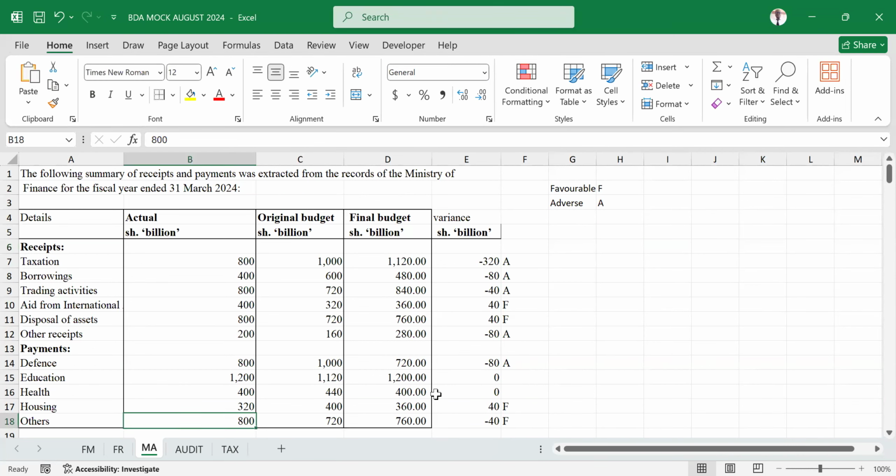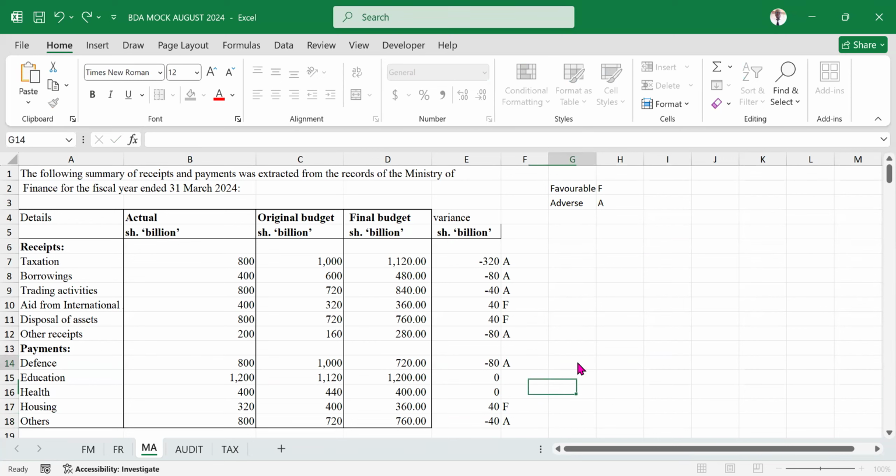In others, you budgeted to spend, in your final budget, 760 billion, but then you ended up spending 800 billion. So you overspent, you surpassed your final budget by 40 billion. That's why under variance, it will come as a negative of 40 billion. You overspent, so that one's connotation is adverse, not favorable. It is adverse because now the sign has changed.